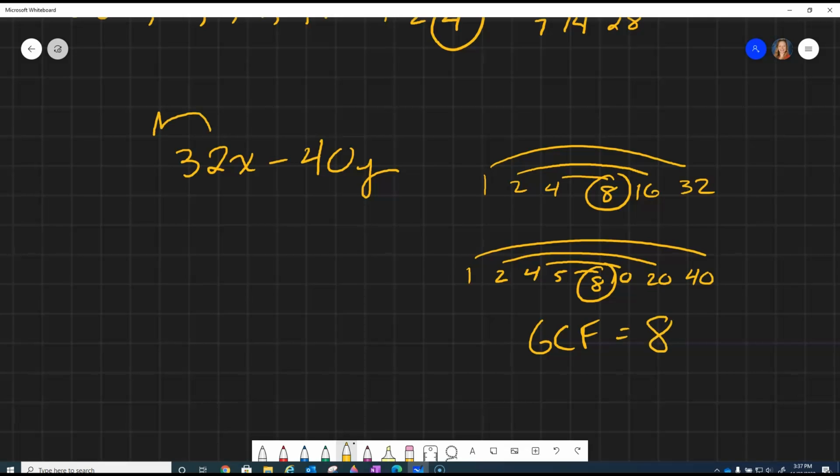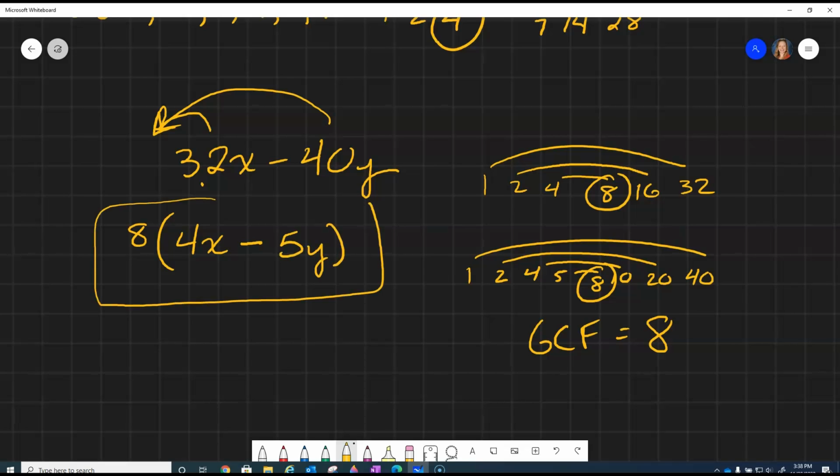So now I can pull 8 out of both of these. So I'd have 8. Now think 32 divided by 8 would leave me with 4x, minus 40 divided by 8, which would be 5y. So this is my answer. Again, I can check my work by putting the 8 back in to see if it works. And I get this here.